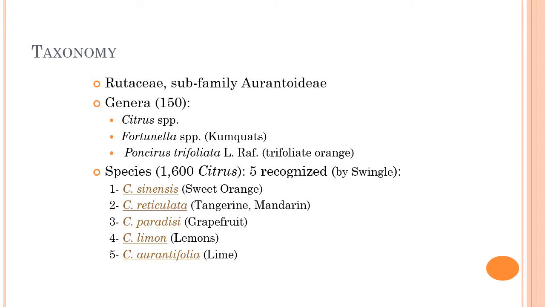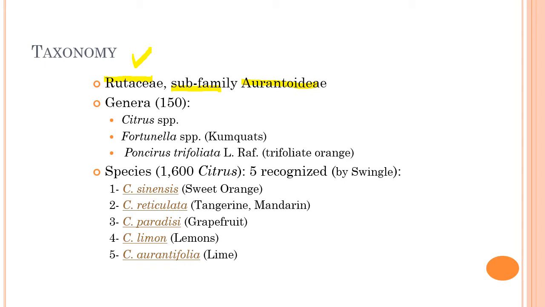So what is citrus? Citrus in taxonomy belongs to one family, and that's called Rutaceae. That's the name of the family of citrus, Rutaceae. It is one big family, and it has a subfamily called Aurantioideae. Aurantioideae is a subfamily of this family, but the family name is Rutaceae.